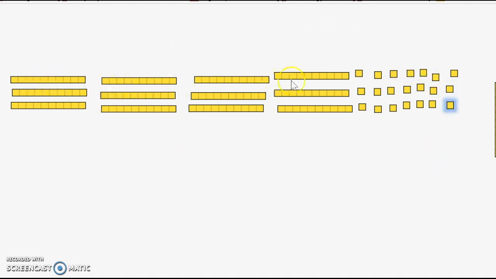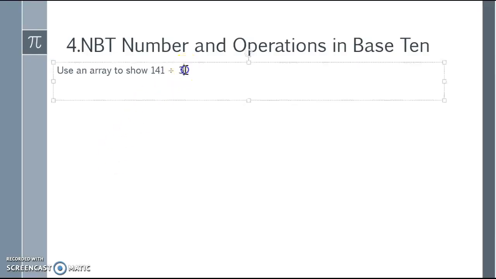So notice I've got 3 different groups here, and each group has 10, 20, 30, 40, 1, 2, 3, 4, 5, 6, 7. So 141 divided by 3 is 47.